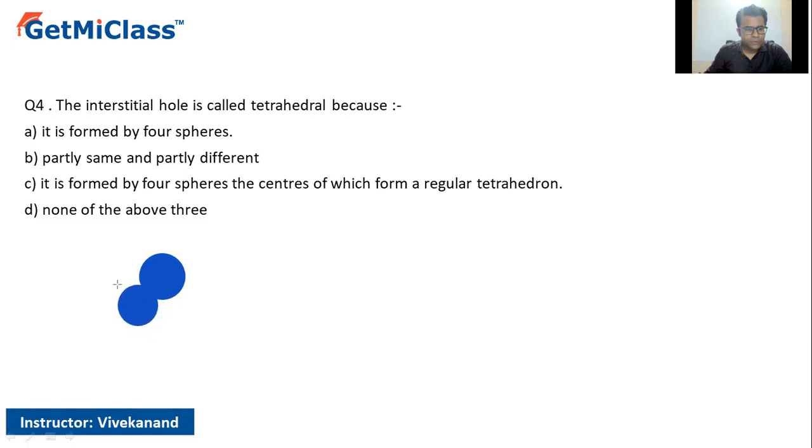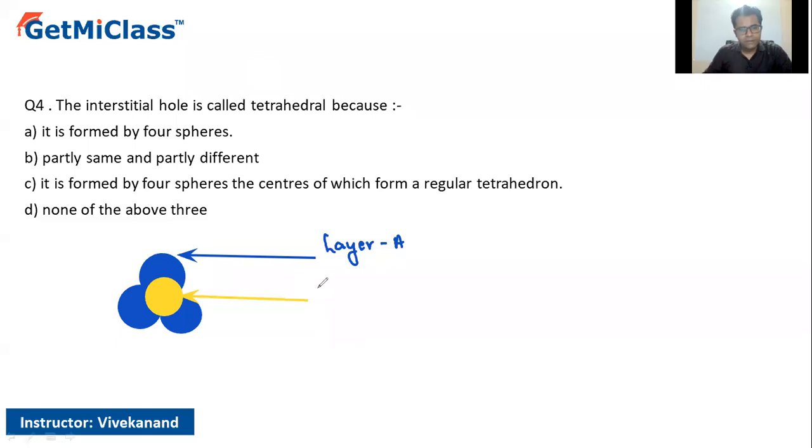Let's consider this entire thing is a layer A here. So this is layer A, right? On this, the sphere from the next layer comes and settles here. This is of the layer B.